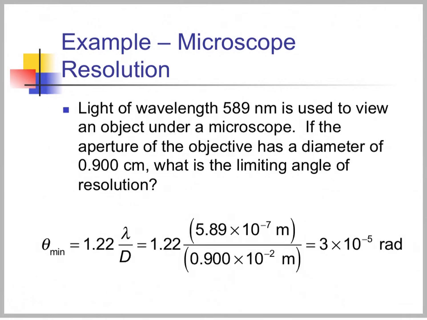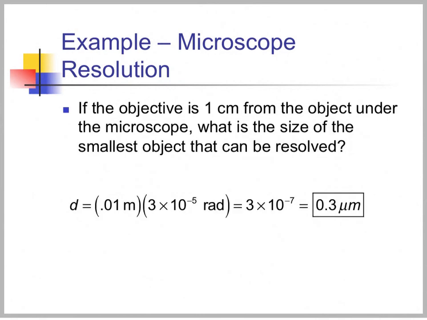So, for the first part, we use Rayleigh's criterion. Theta minimum is 1.22 lambda over d. We plug in our wavelength and the diameter of our objective lens. We get 3 times 10 to the minus 5 radians. Now, if the objective is 1 centimeter from the object, then what is the smallest size? Well, it's 0.01 meters, 1 centimeter, times the resolving angle. We get 3 times 10 to the minus 7 meters, or 0.3 micrometers, is the smallest object that we can resolve with the microscope.